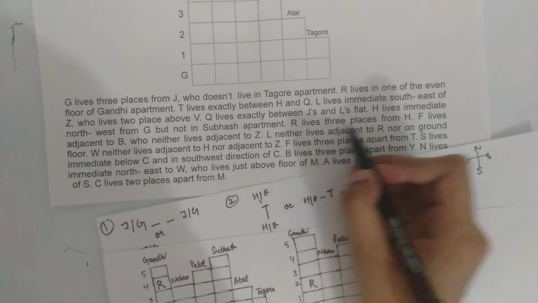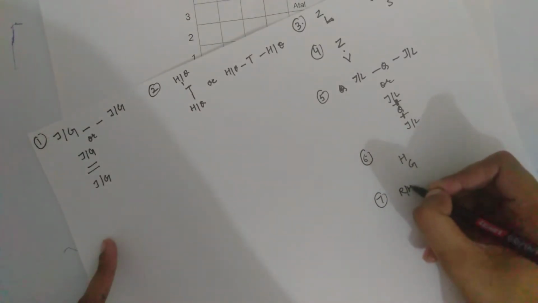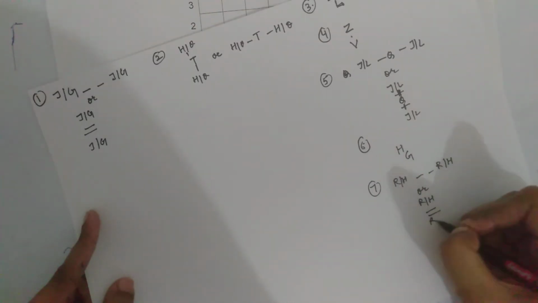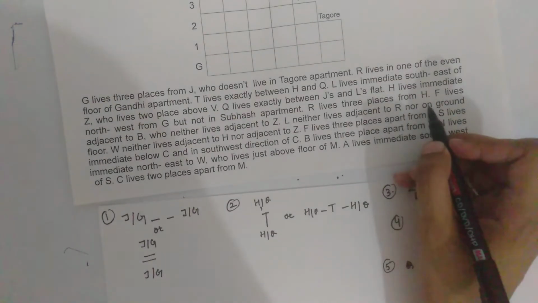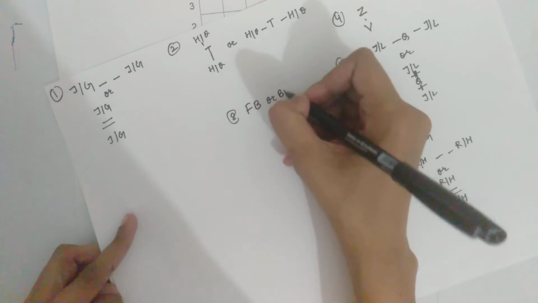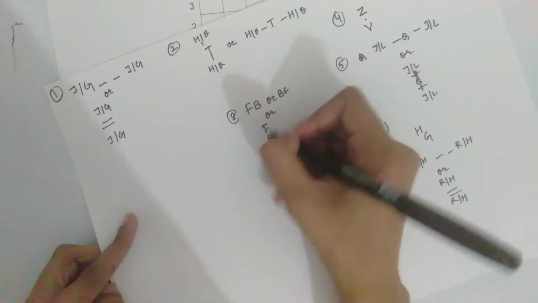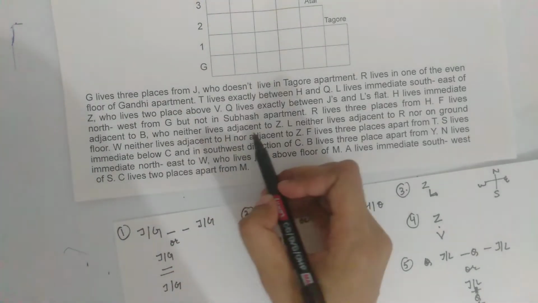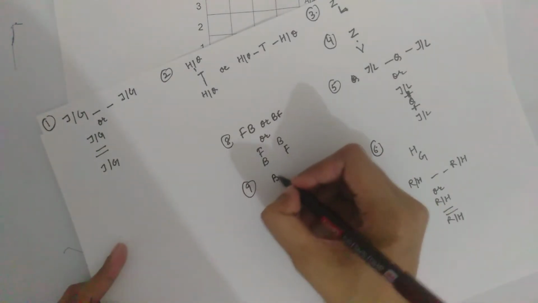Fine. Now next instruction. R lives 3 places from H. It means R and H will have 2 places between them. See the next instruction. F lives adjacent to B. It can be like this or like this. Either they can be north and south. B neither lives adjacent to Z. B can't be a neighbor of Z.